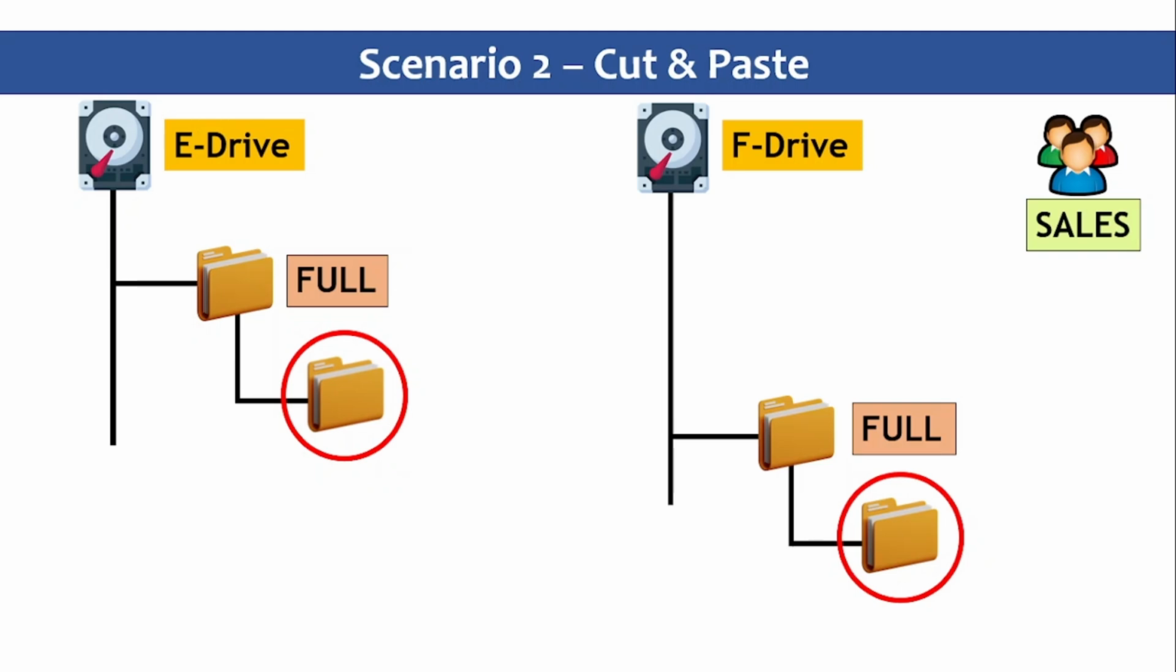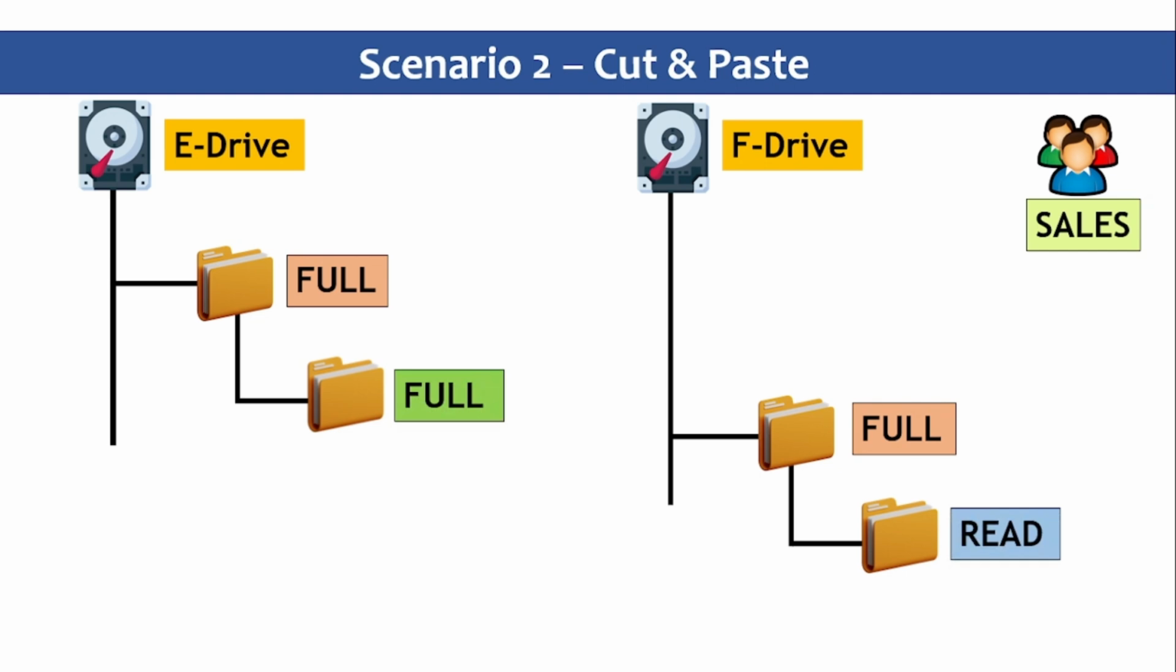Now remember, here we have performed a cut and paste operation. In the earlier example, we had a copy and paste operation. Now the answer over here is, on the E drive, the permissions for the sales people will be full, but on the F drive, the permission will be read.